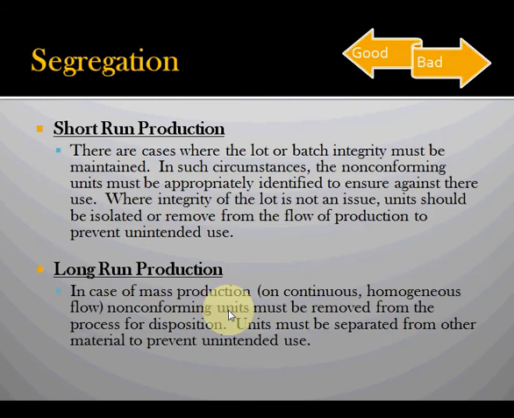Segregation. Obviously, if you're in a job shop or you're in continuous production, you have to segregate the good stuff from the bad stuff. The integrity of the lot is not an issue. Units should be isolated or removed from the flow of production to prevent unintended use. The same for lot run. Units must be separated from other material to prevent unintended use.